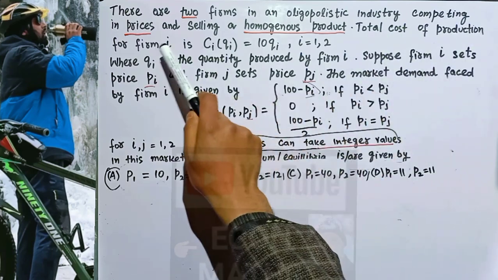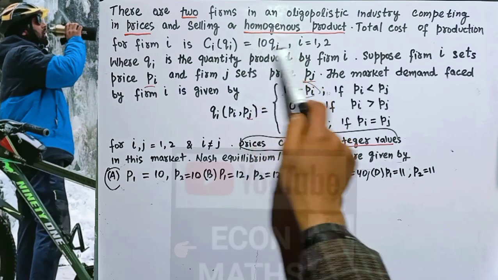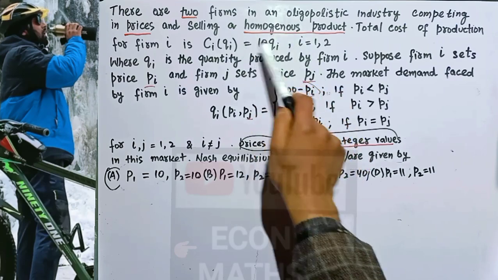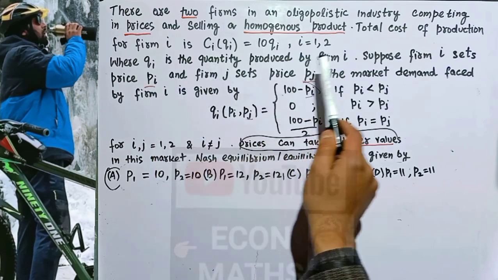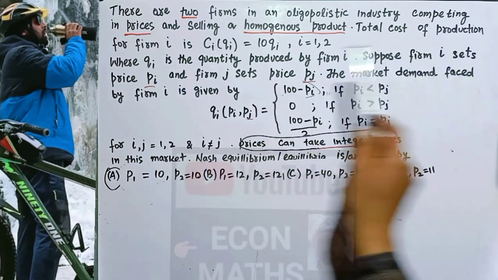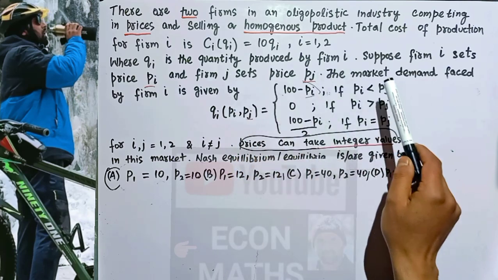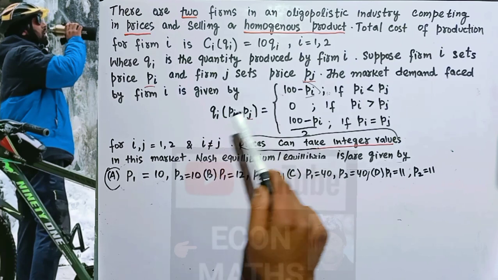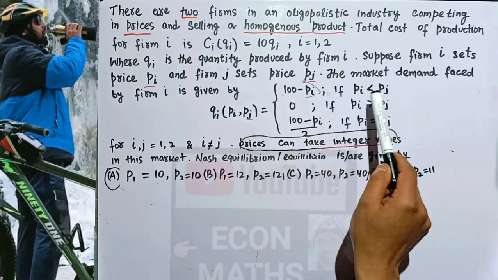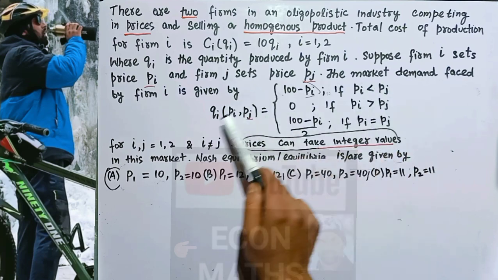Total cost of production for firm I is given as C_I(Q_I) = 10Q_I. This is the total cost function for firm I, where Q_I is the quantity produced by firm I. Suppose firm I sets a price P_I and firm J sets a price P_J. The market demand faced by firm I is given as Q_I = 100 - P_I if firm I sets a lower price than firm J.